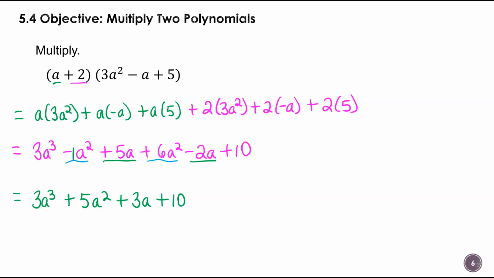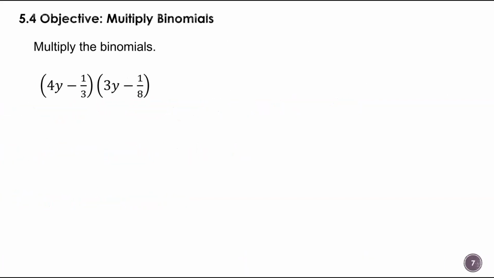All right, so that was multiplying a binomial times a trinomial. This is the very reason I said that FOIL isn't really the best thing, because it doesn't apply to everything you're multiplying. All right, here we go.